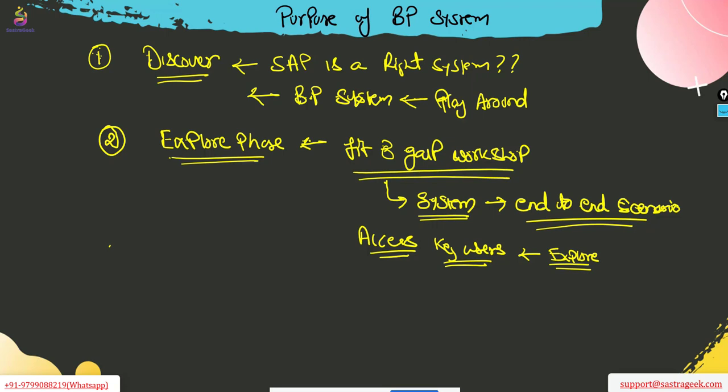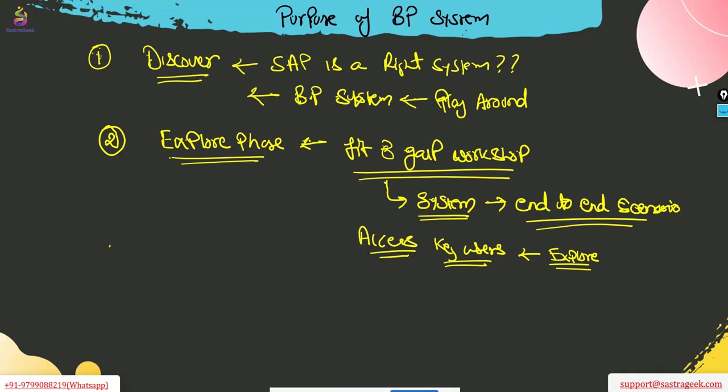You can even give access to the key users during the explore phase, for the standard scenarios which we identify as a very near fit. You can give access to the end key users and they can explore the system and run it on their own with the standard master data and the standard configurations. Okay, so for that purpose also it would be heavily used during the explore phase.